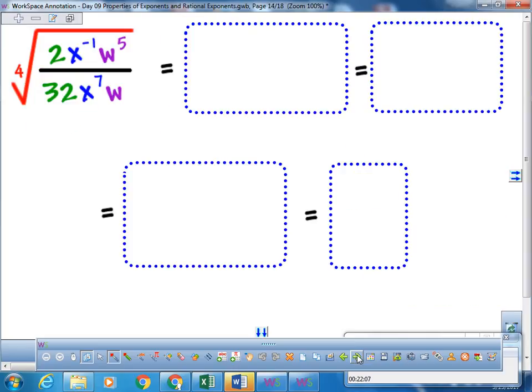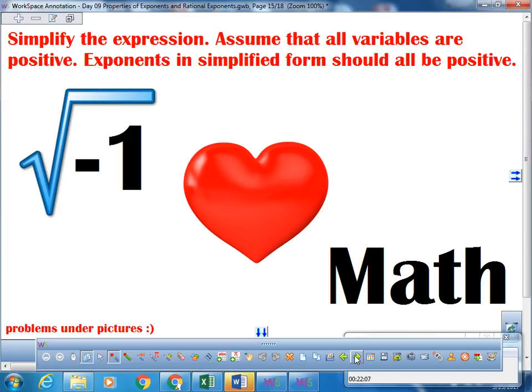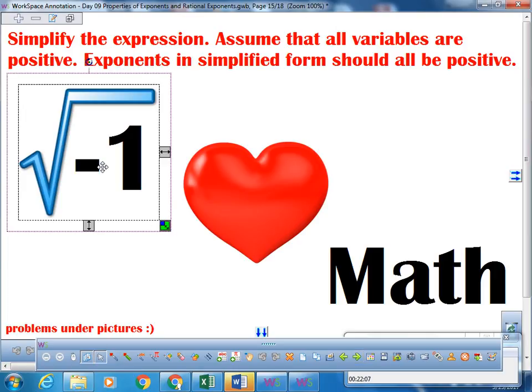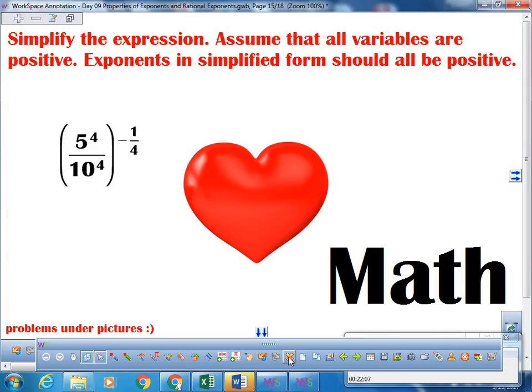Hold on, let me see which slides I have here. I just thought I'd show it to you just for the heck of it. Of course, it's going to be on the homework.